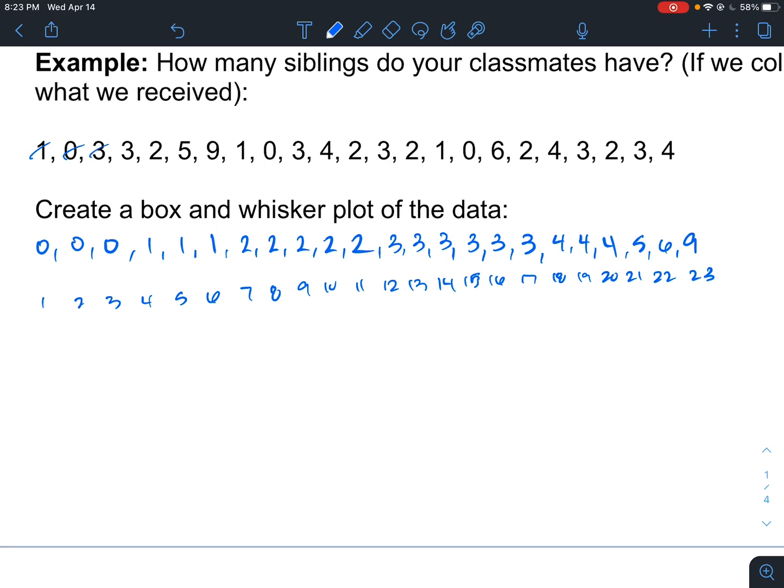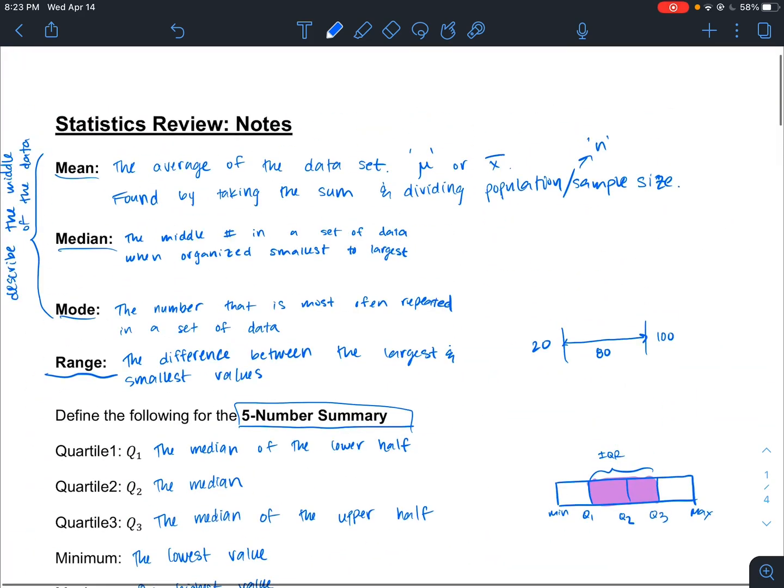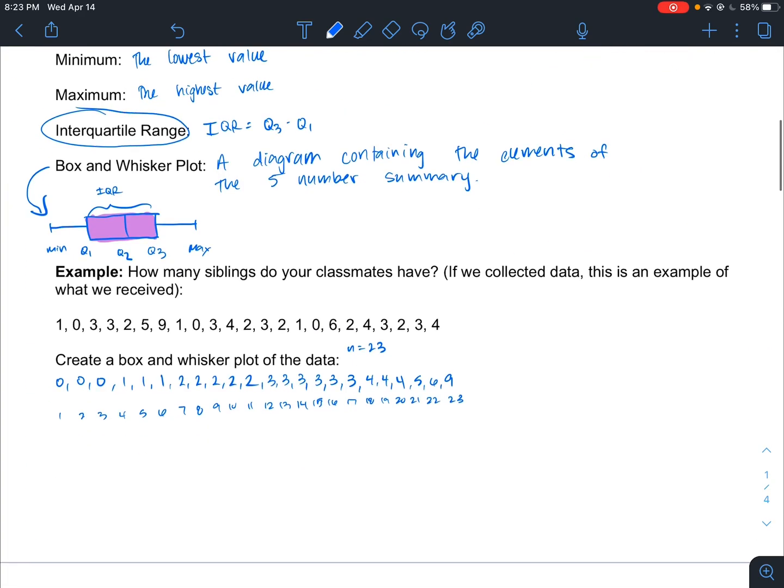So 1, 2, 3, 4, 5, 6, 7, 8, 9, 10, 11, 12, 13, 14, 15, 16, 17, 18, 19, 20, 21, 22, 23. Okay, so we have all our numbers accounted for. We have 23. So that's our data set. So I'm just going to say n is equal to 23. Again, n is the population size, how much we have.